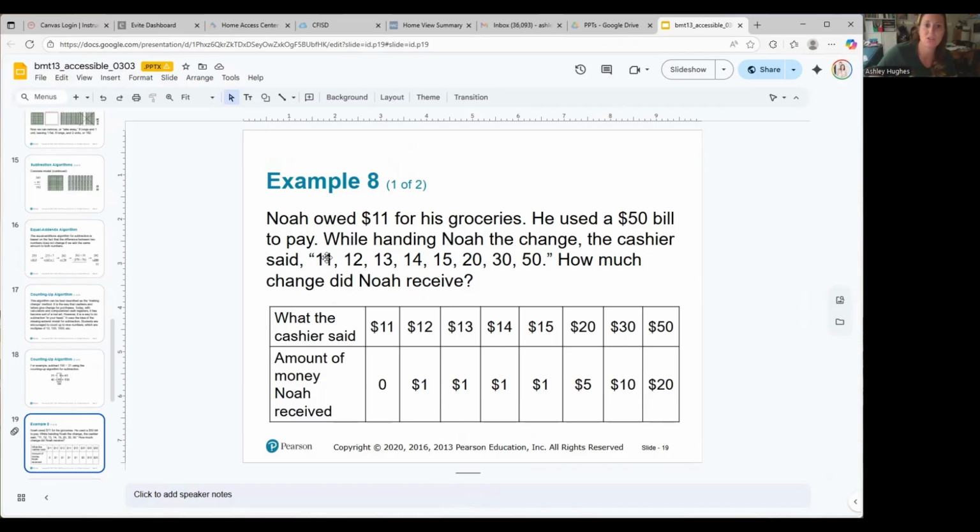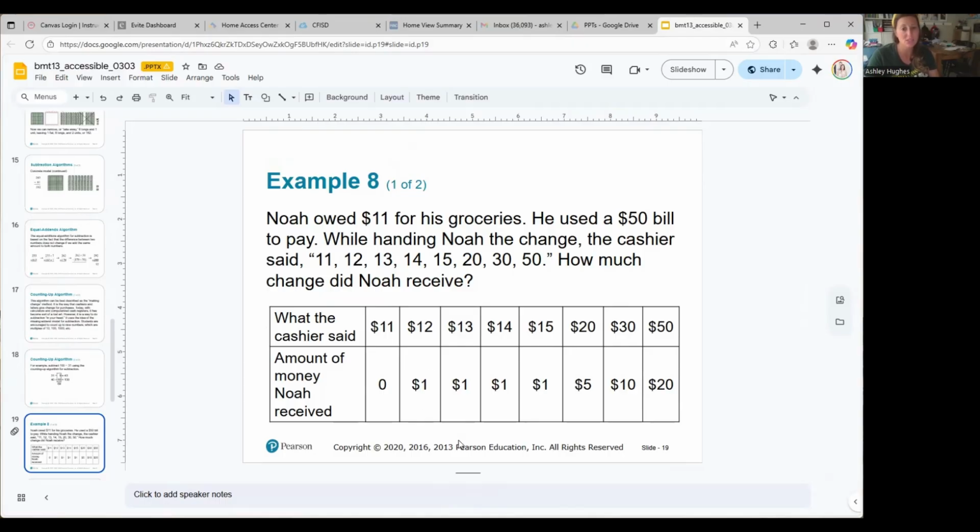He owed $11 for his groceries. So she counted 11. Oh, he used a $50 bill to pay. So 1, 2, 3, 4. And then we have a 5 difference here. So that's 9. And then we have, oh, it's showing you.